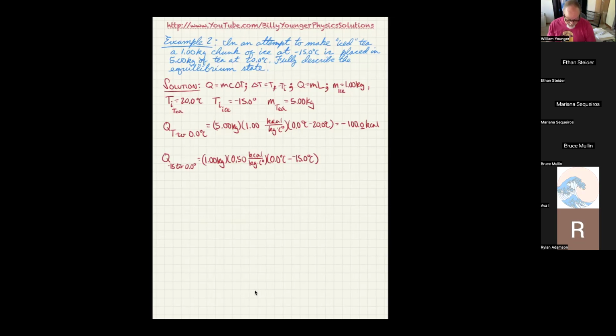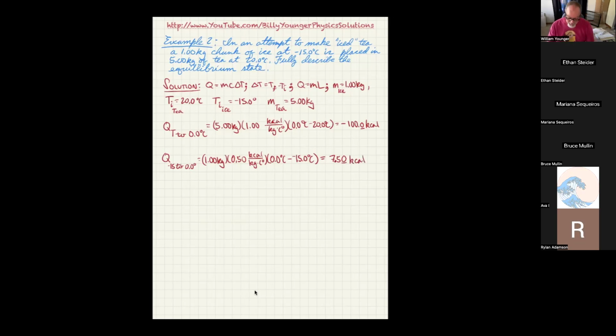Since I'm going from -15 to 0, this is actually going to be heat added, and I can see 1 times 0.5 is 0.5. Obviously, the 0 gives me nothing, but 0.5 times 15, a negative times a negative gives me positive. So this should be 0.5 times 15, which is 7.5. Technically, I only have 2 sig figs left, so I should leave it there, but I'm going to call it 7.50 positive kcal.